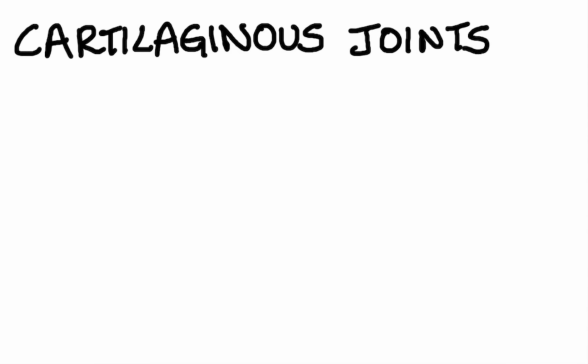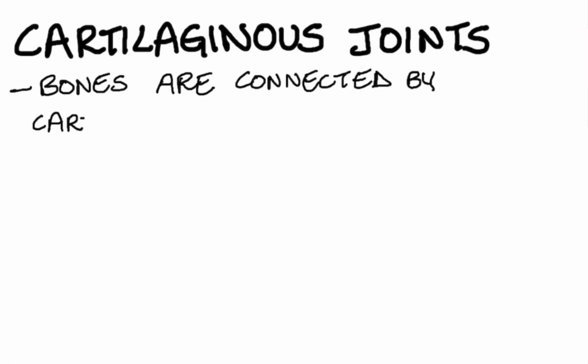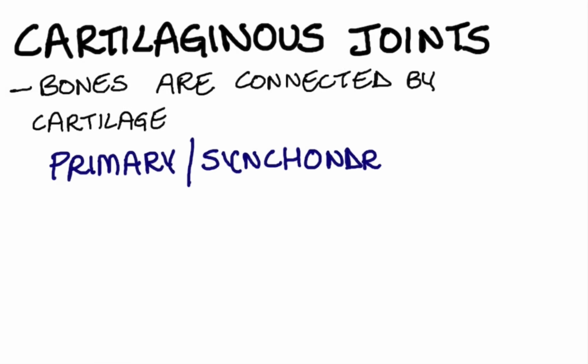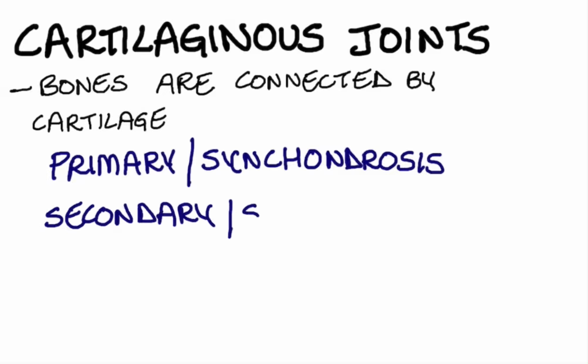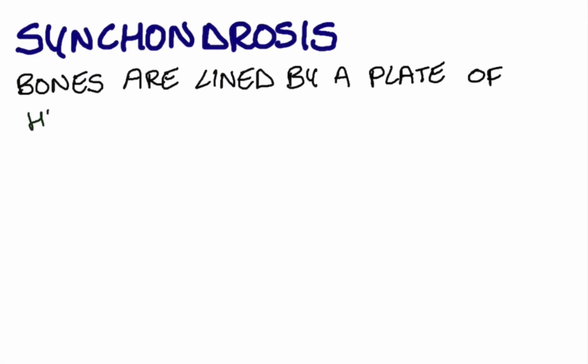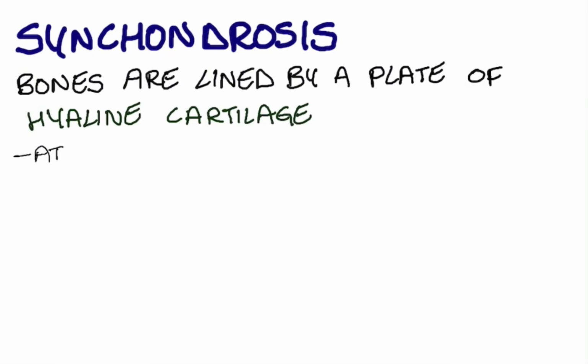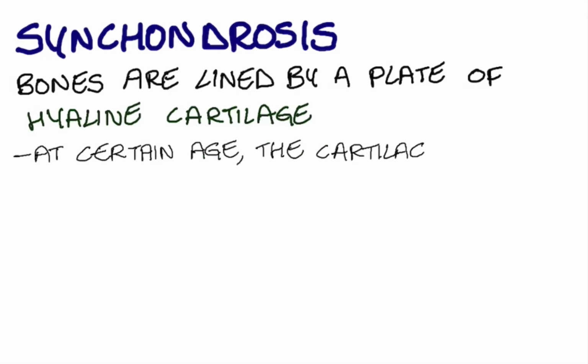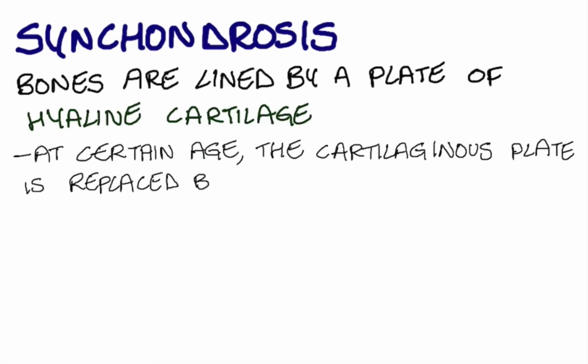Then the cartilaginous joints. In this type of joints, the bones are connected by cartilage. The two types of cartilaginous joints are primary or synchondrosis and secondary or symphysis. In synchondrosis, the bones are lined by a plate of hyaline cartilage. At certain age, the cartilaginous plate is replaced by bone. That is, it gets ossified.